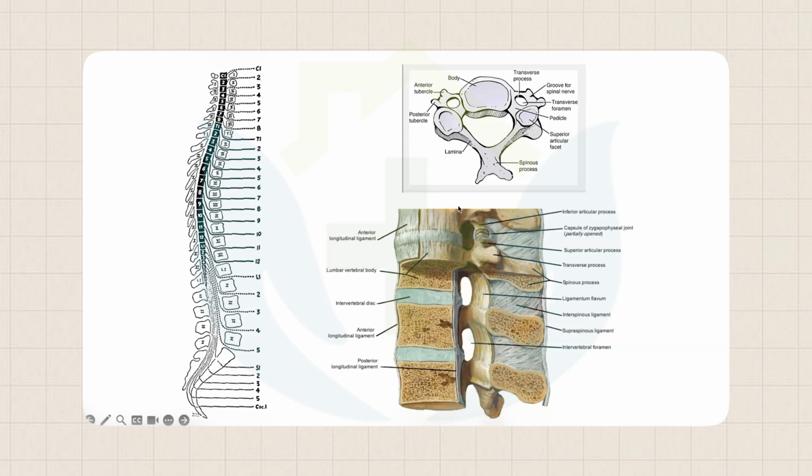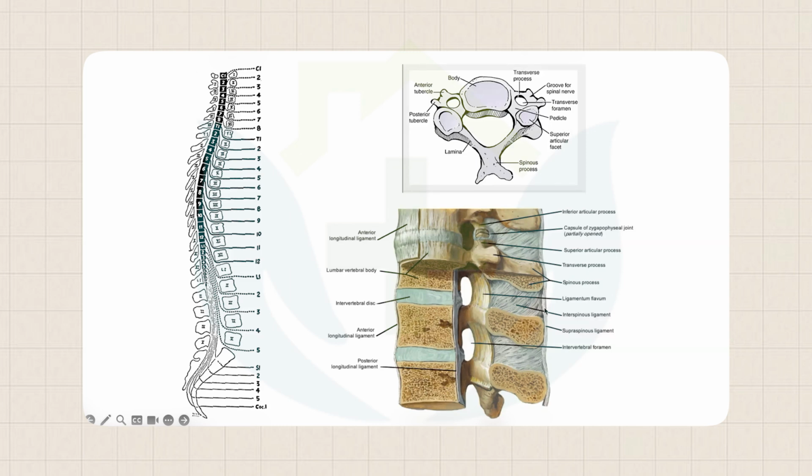Posterior to the vertebral body, we have this canal. The most important part of the structure of the vertebrae is this space between the body and the two laminar processes. This area is where the spinal cord lies. So if this area is damaged, we get spinal cord injury.